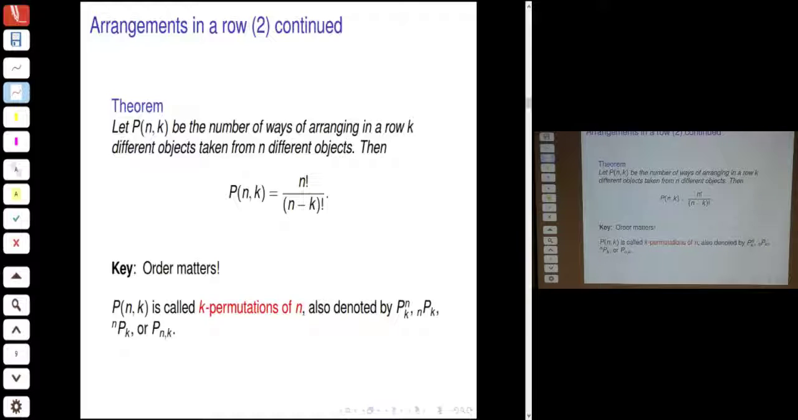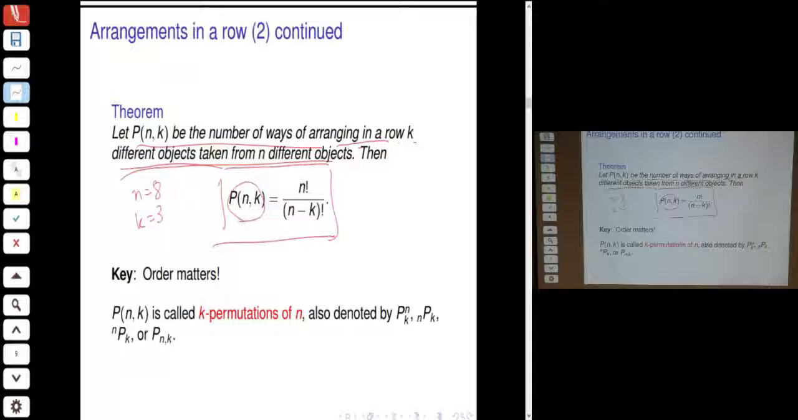So the question is, how many ways of doing this are there? The answer is denoted by P(n, k). So P(n, k) is just a symbol for the number of ways of arranging in a row k different objects taken from n different objects. So the previous problem was n equal to 8 and k equal to 3. And this number P(n, k) is called the k-permutations of n. And it is also denoted by various symbols by placing the n and k at various possible locations around the capital P.